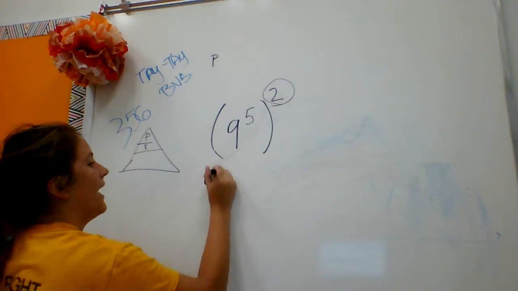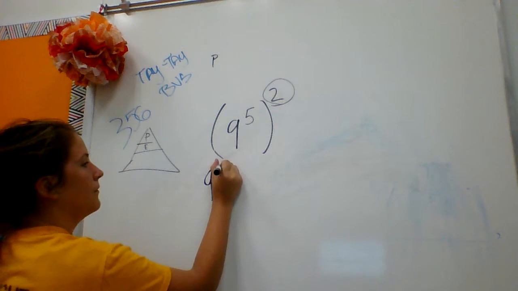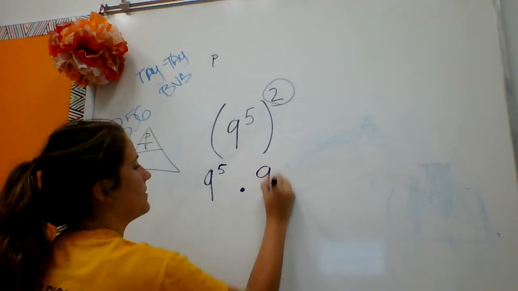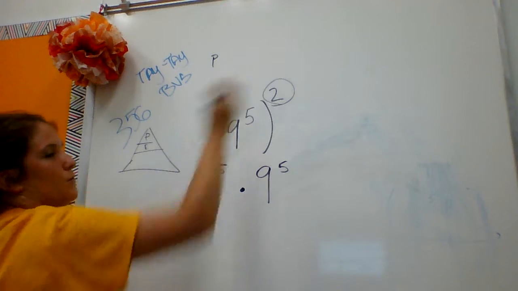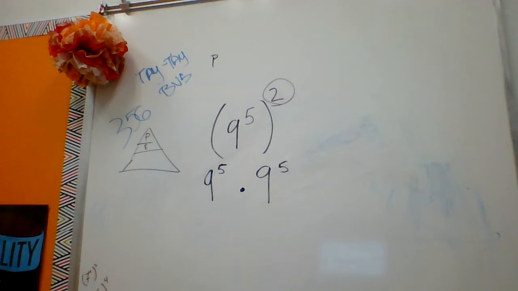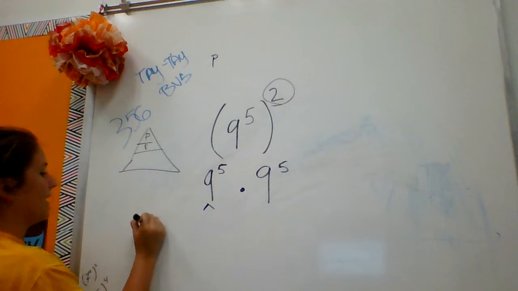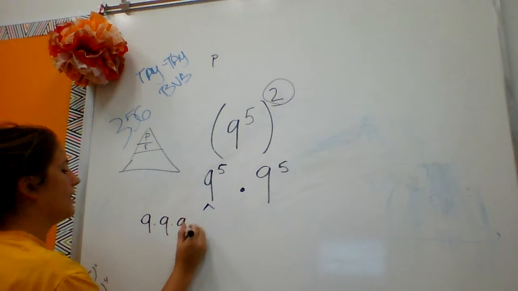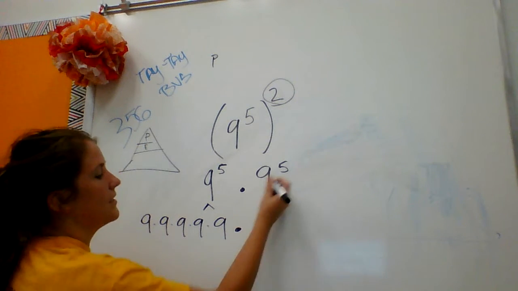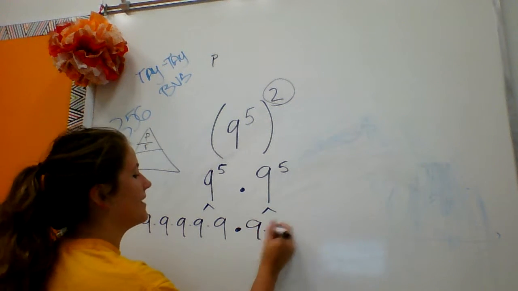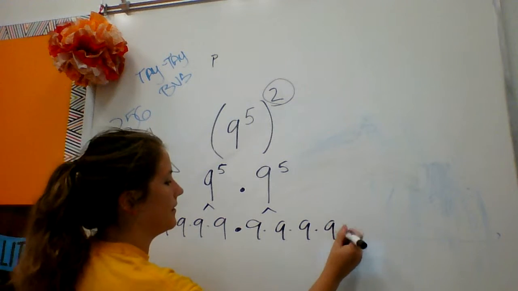So this is 9 to the 5th power times 9 to the 5th power. I have 9 to the 5th 2 times. Well, now I can expand that out. 9 to the 5th is the same thing as 9 times 9 times 9 times 9 times 9, times, same thing, 9 times 9 times 9 times 9 times 9.